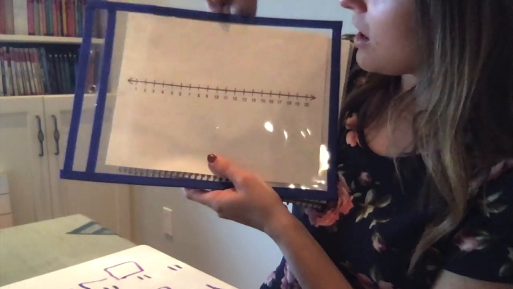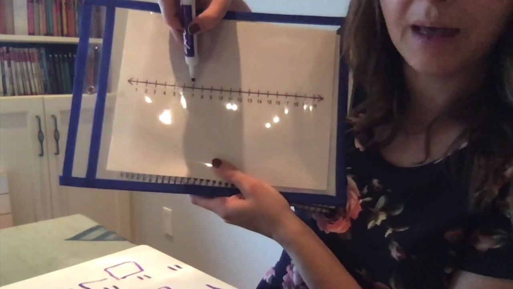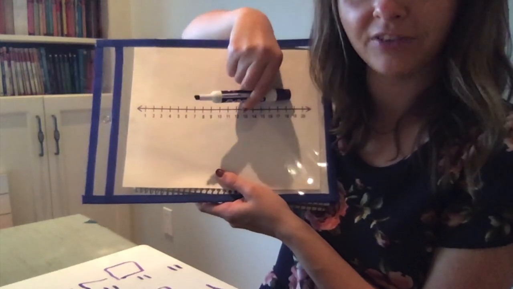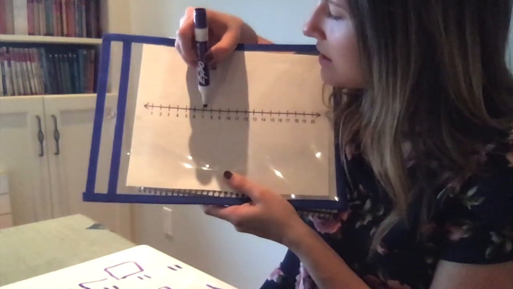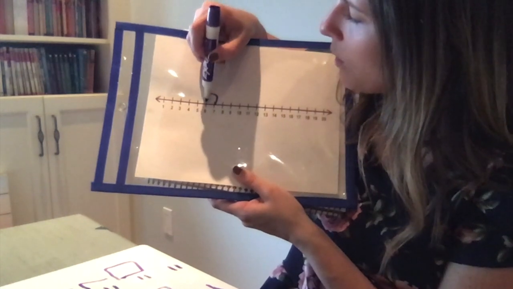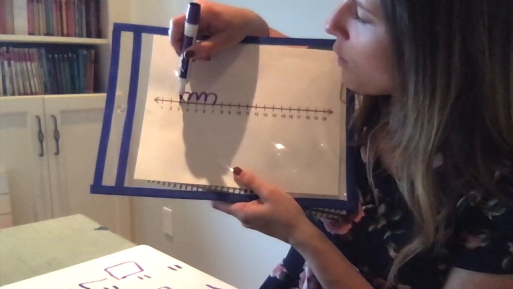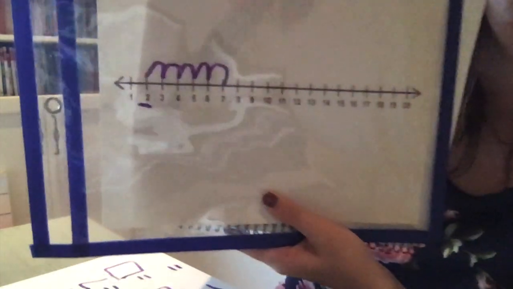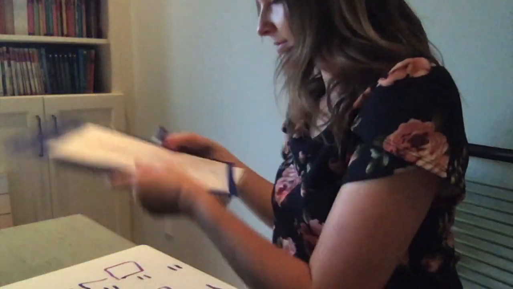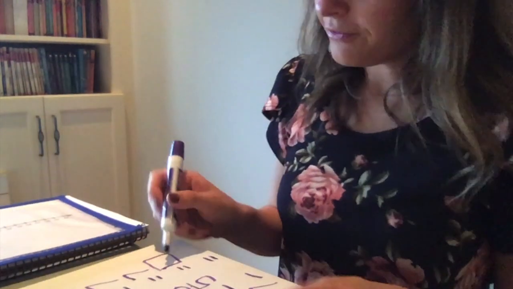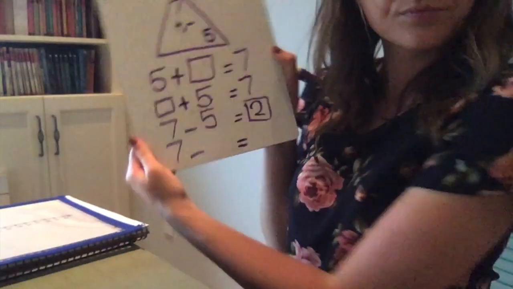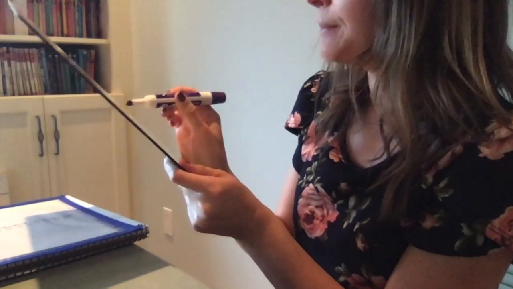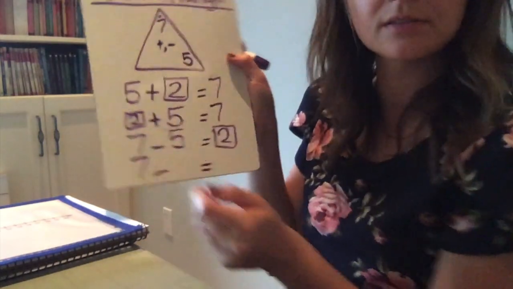So I'm going to start at 7, and I'm going to hop back 5, because this is a takeaway problem. The numbers have to get smaller. So I'm going to start at 7 and hop back 1, 2, 3, 4, 5. And that lands me at 2. So if 2 is my answer here, that means 2 is my mystery number in the other problems. Let's see if that makes sense.